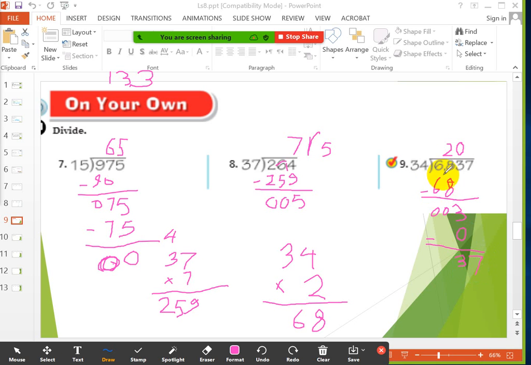How many 34s in 37? I think very easy. It will be just one 34. 1 multiplied by 34 will be what? 34 also. Now I will subtract between these numbers. 7 minus 4 equals 3. 3 minus 3 equals 0.